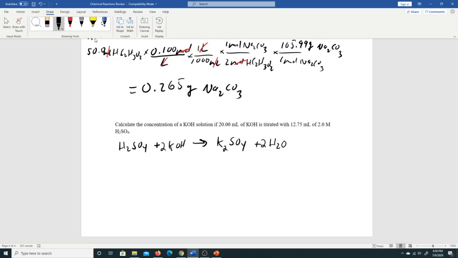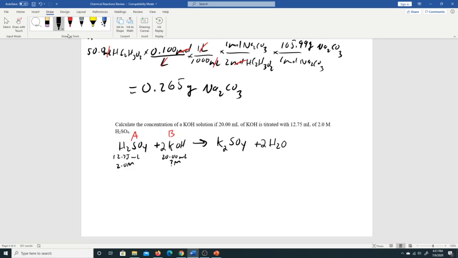We have 20 milliliters of base. We have 12.75 milliliters of acid and 2.0 molar acid. We don't know the molarity of the base. That's what we're trying to find. Therefore, our A is the acid and our B is the base. We always go from A to B. A gets the numbers, B always gets the question mark.